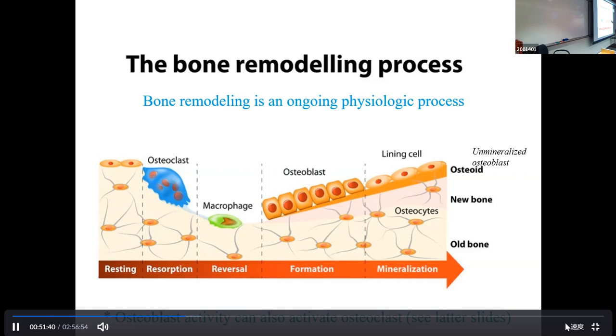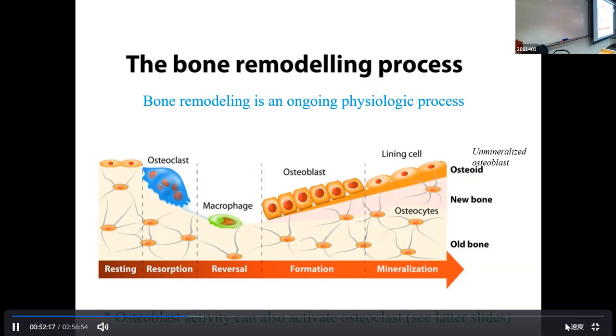So this process of breaking down the bone and rebuilding the bone is called remodeling. And this remodeling is an ongoing physiological process that happens, as I said, whether you are a baby or elderly. Only that in a baby, the laying down of the bone is much faster than the breaking down of the bone, whereas for people who are older, the breaking down of the bone will be faster than the laying down of the bone.